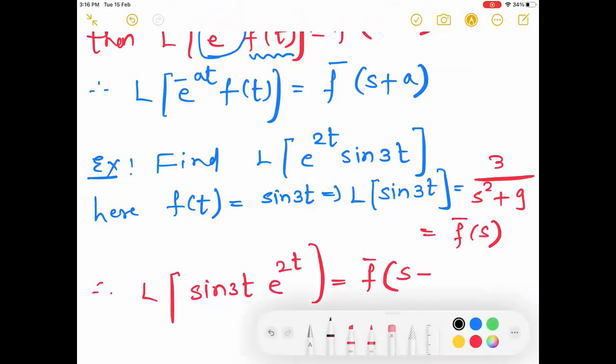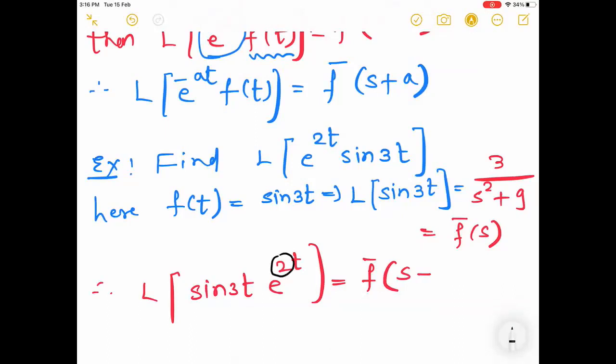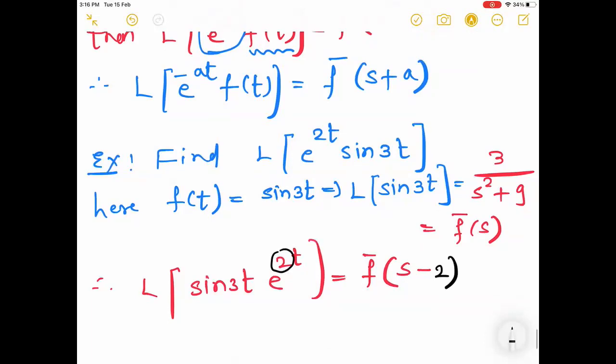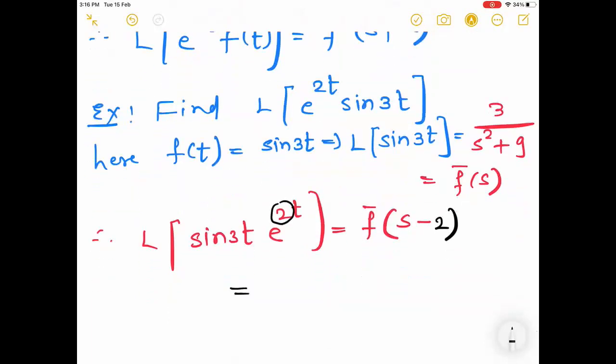What is a? 2. So this should be f bar of s minus 2. Means what? In the answer of f bar s, wherever there is s, put s minus 2. That means 3 upon s minus 2 whole square plus 9. That's it. You don't have to calculate the answer.